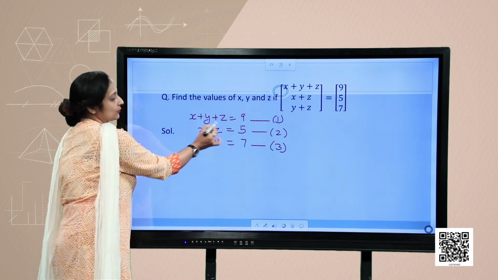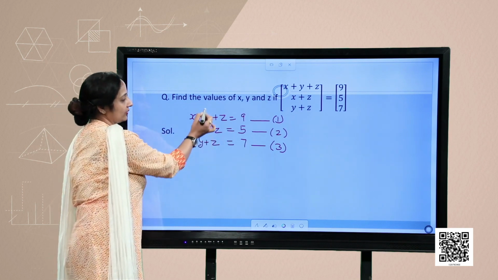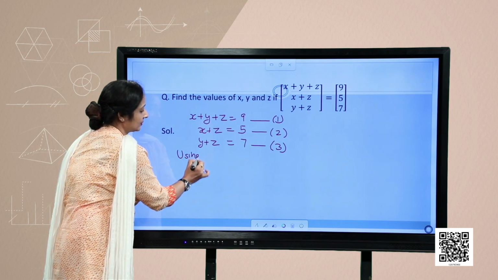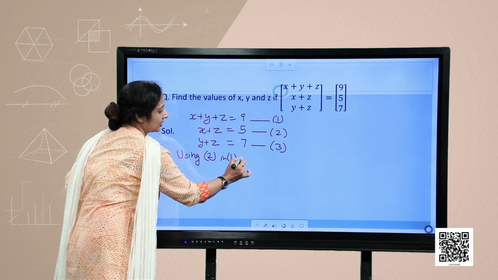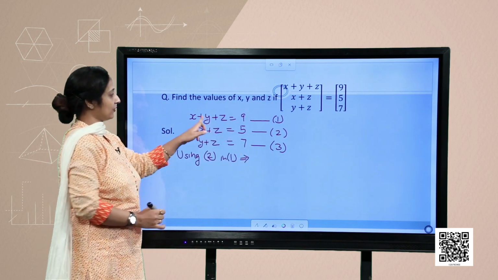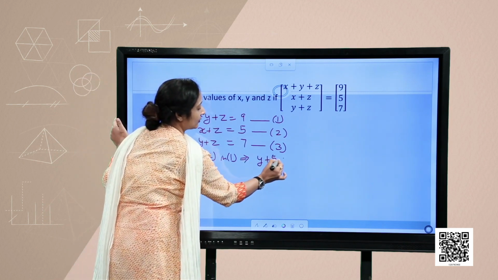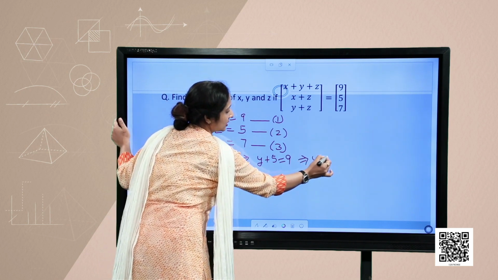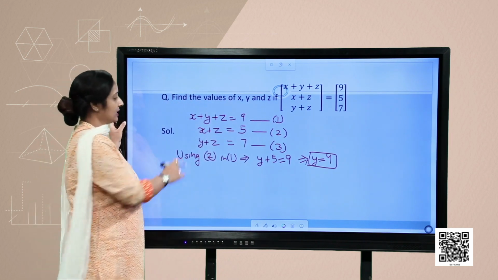How? Suppose we take equation 2, x plus z is 5. Let's use it in 1. Using equation number 2 in 1, we replace x plus z by 5. So you will get y plus 5 is equal to 9. That means y is equal to 4. So you have got the value of y.